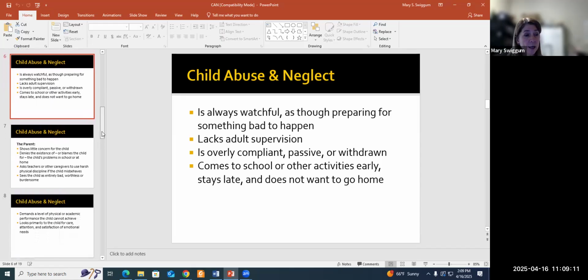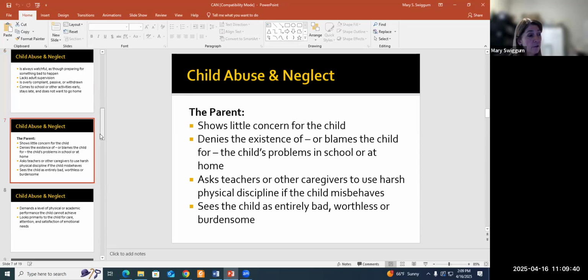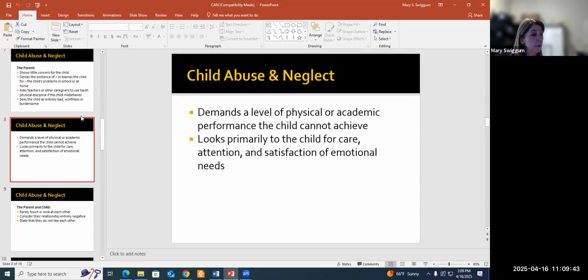Is the child always watchful, as though preparing for something bad to happen? Does the child lack adult supervision during the day? Is the child outside running around playing when there's a busy street right there or a pond nearby and nobody's watching them? Is the child overly compliant, passive, or withdrawn? Do they come to school or other activities early, stay late, and not want to go home? So those are characteristics that we may see in the child.